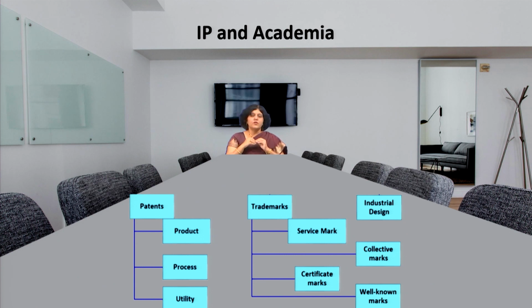When we are talking about a patent, you can see here three types: product patent, process patent, and utility patent. Again, jurisdiction-wise, in India there is no utility patent. There is only product patent and process patent. So these are the two types of patent.